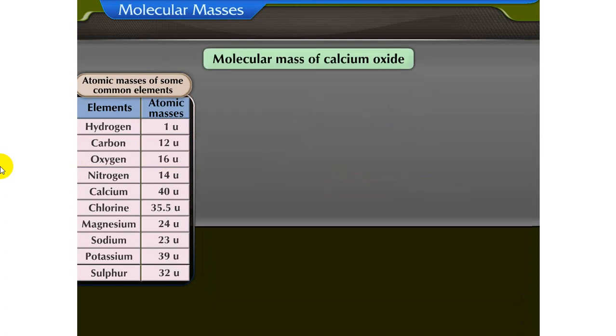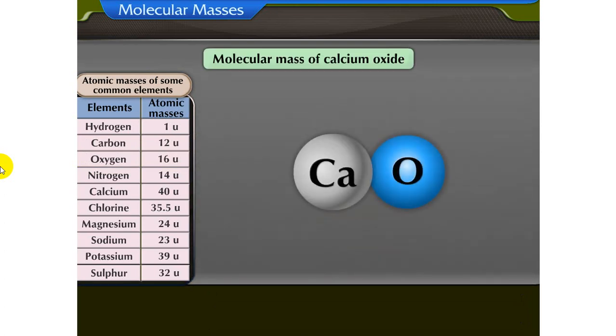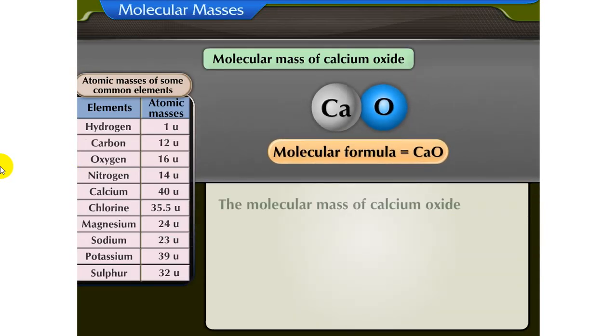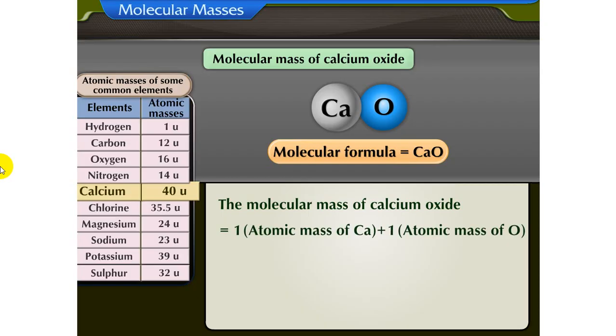Molecular mass of calcium oxide. The molecular formula of calcium oxide is CaO. The molecular mass of calcium oxide is equal to the atomic mass of calcium plus atomic mass of oxygen. This is equal to 40 plus 16. Therefore, the molecular mass of calcium oxide is 56 units.